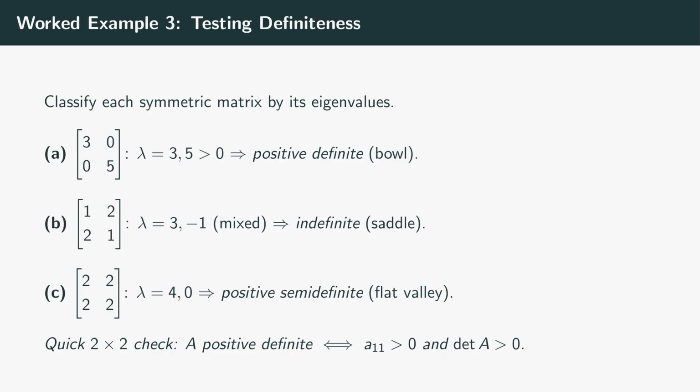There is a fast shortcut for 2x2 matrices. A symmetric matrix is positive definite exactly when its top left entry is positive and its determinant is positive. You can verify that case A passes both tests, case B fails because its determinant is negative, and case C sits on the boundary with determinant 0.